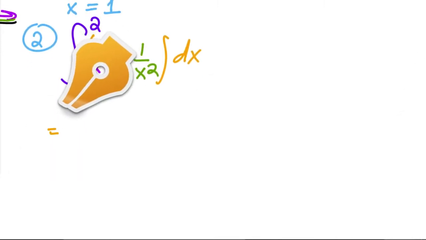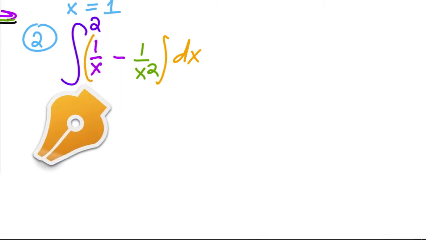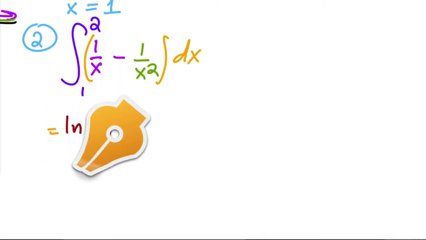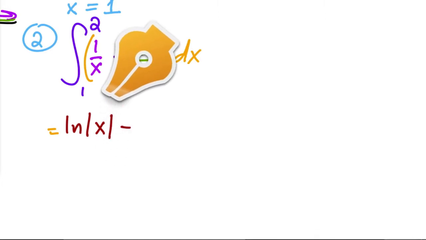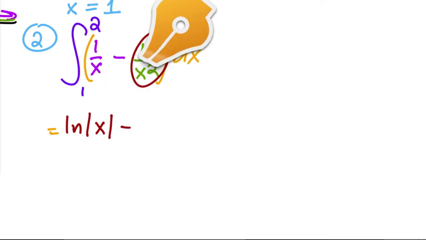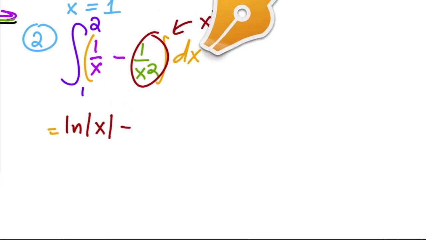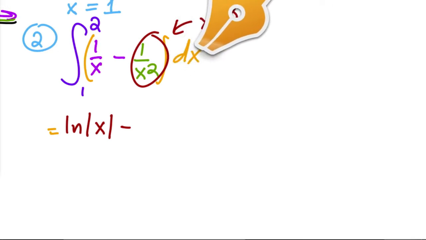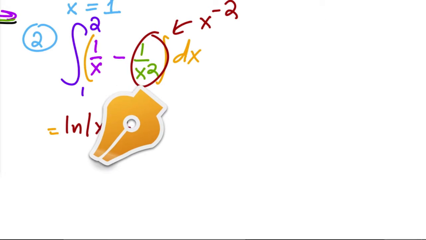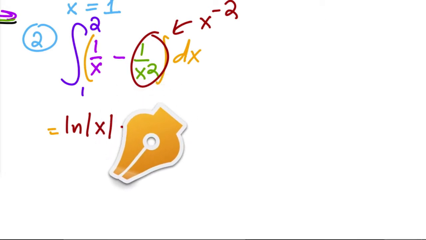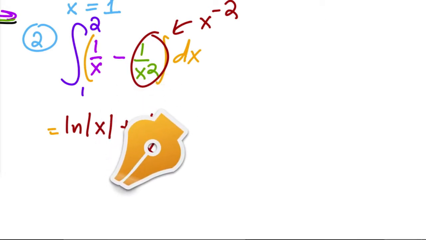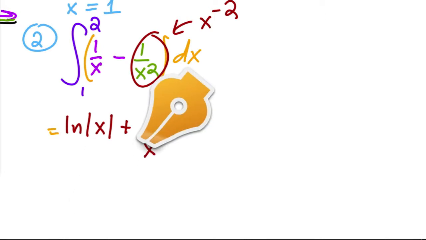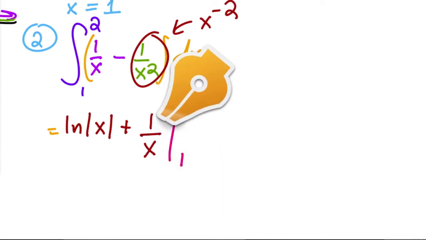So here we have the antiderivative of 1 over x, that's natural log, absolute value of x, minus this one treated as x to the negative 2. The antiderivative of that is minus x to the negative 1. So this is going to be plus x to the negative 1, or 1 over x. And this is going to be evaluated from 1 to 2.